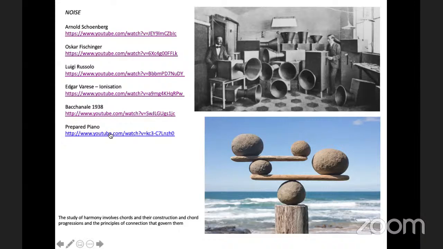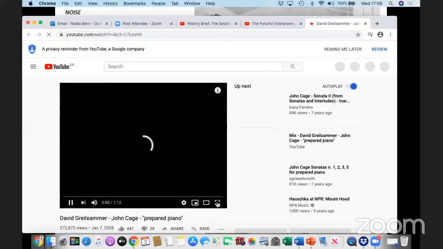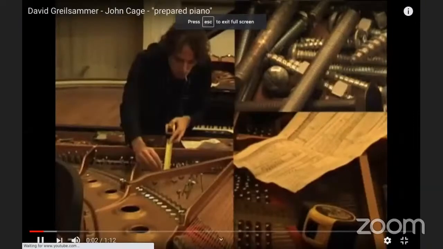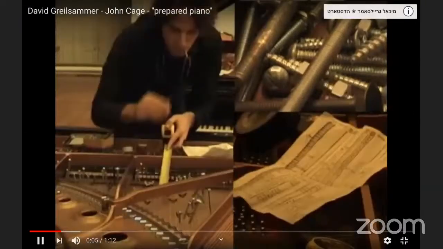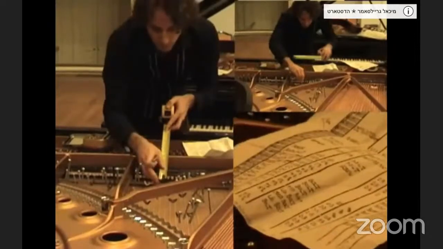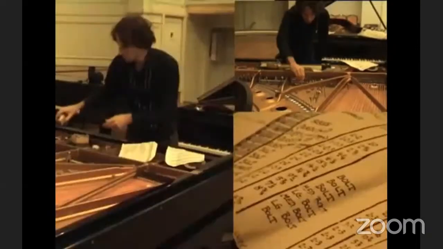So let's have a look at one of these wonderful prepared pianos and the sort of surprise sounds that this makes once you have placed all of the things into it. So noise, making a noise here again.